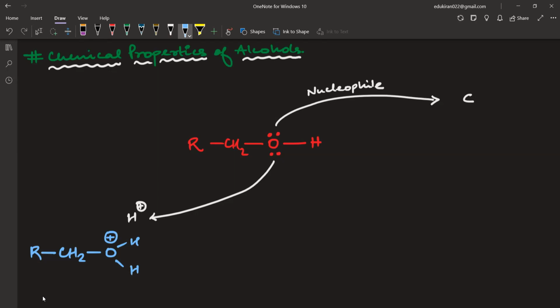Now, you know what is going to happen whenever we get a positive charge on oxygen: this bond becomes very much polarized and breaks. Oxygen takes all the electrons because it is electronegative as well as positively charged. As soon as the alcohol attacks H+, it is going to give you a carbocation. The OH does not cleave automatically, but as soon as it attacks the H+ ion, I will be getting here R CH2 positive, that means a carbocation.